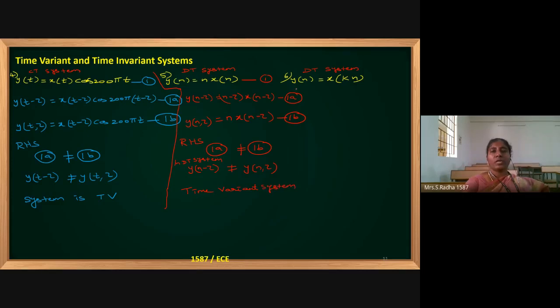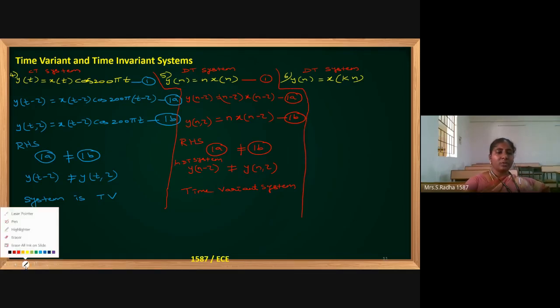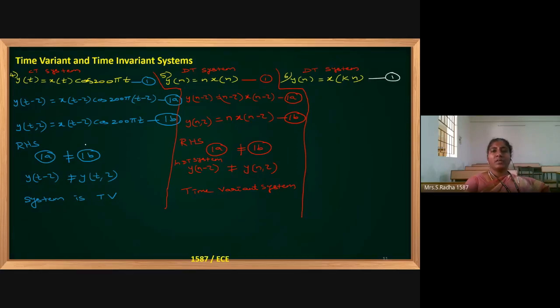Now we will go to the last problem in this slide, the last problem in time variant invariant. Given equation, take it as equation 1. First time what you do, wherever you see n, you put n minus tau.